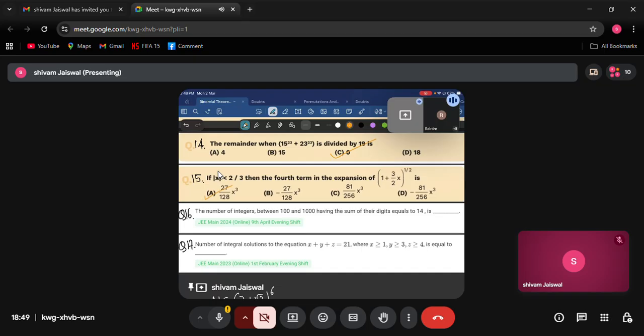Next. 15 will be option A. Okay, 16 came in JEE Mains. The answer is 70, I guess. Yes, sir. 70, the next one 105. Next one is 105. Anyone having any doubt in the homework questions? Tell me.